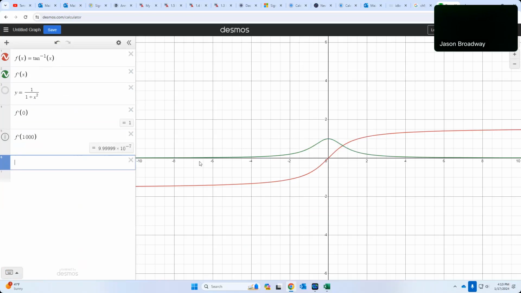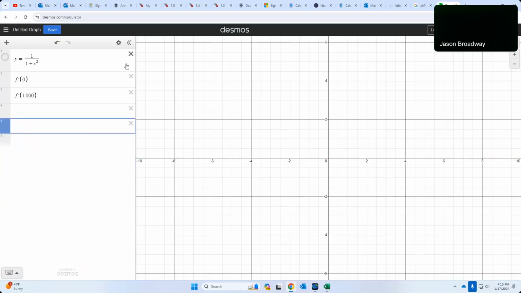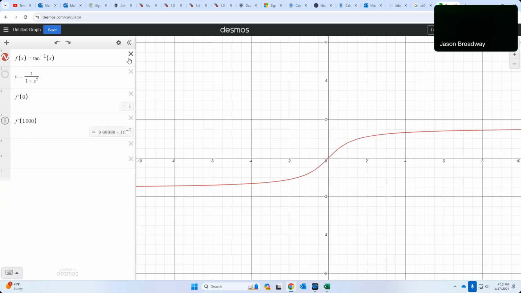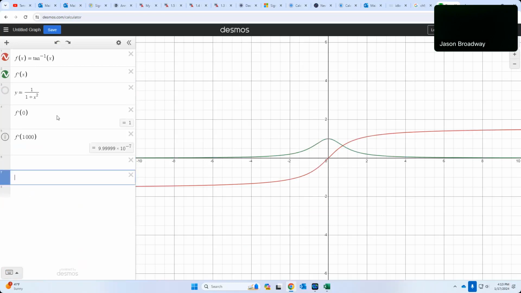Well, so that's the arctan. I should have used Desmos all along. My bad for not doing so. Now let's just blot these out for a minute. I didn't really mean to get rid of them. I can bring them back. Okay, let's just blot them out without getting rid of them.